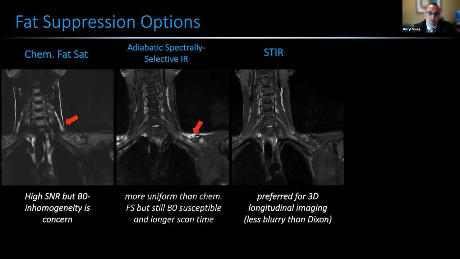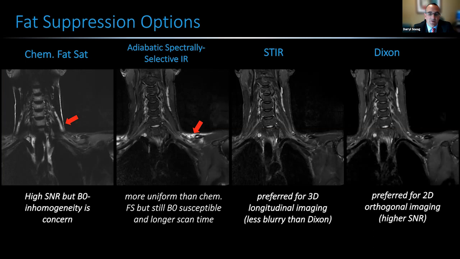And then compared to STIR, the adiabatic pulse has a higher SNR, but STIR provides much more homogeneous fat suppression. And I do use STIR for longitudinal imaging and it tends to be less blurry than a Dixon sequence here on the far right, which I rely on typically for 2D imaging. So Dixon imaging, or in and out of phase imaging, provides homogeneous fat suppression, high SNR, but it tends to be time intensive and susceptible to motion.